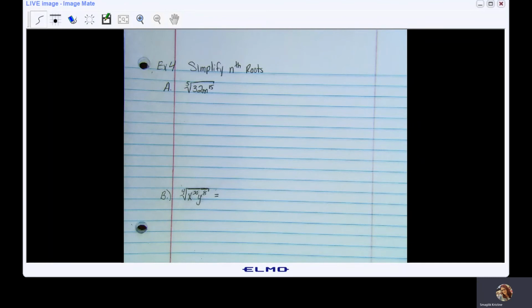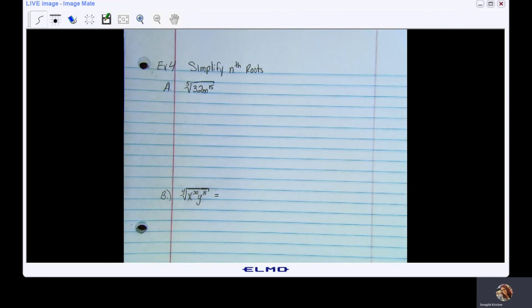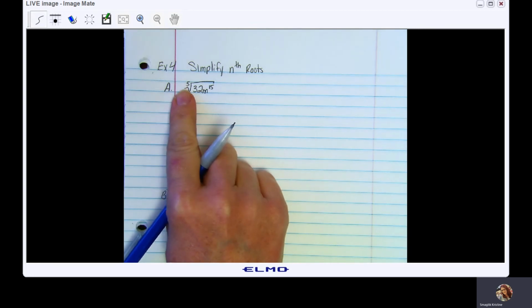Let's take a look at topic 5.1, example 4. We're going to simplify nth roots. So in other words, just various roots, we're going to start simplifying them. Here we go. We have the fifth root of 32m to the 15th. Now, how you want to think about this is notice your index. You have an index of 5.